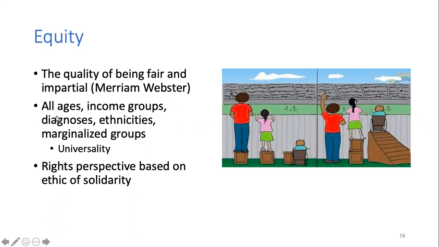And equity means that policies take in all ages, income groups, diagnoses, ethnicities, and marginal groups. So it's this quality of universality that applies also to rights, as we saw earlier. It's a rights-based perspective based on an ethic of solidarity. So that's primary health care, and the fact that it includes palliative care now is very important for advocacy.